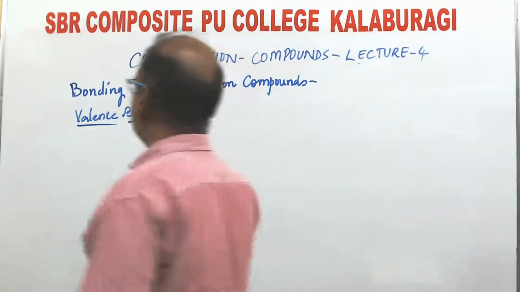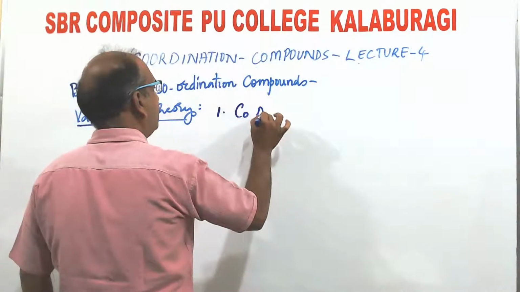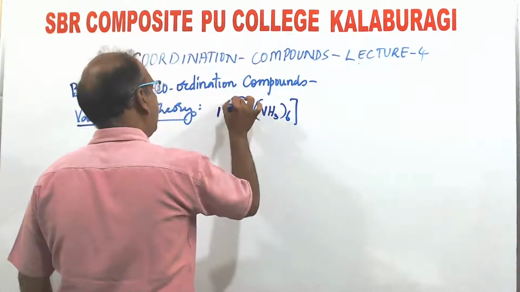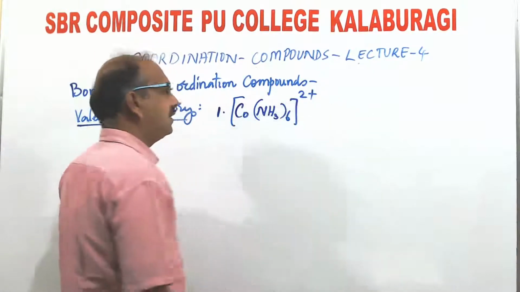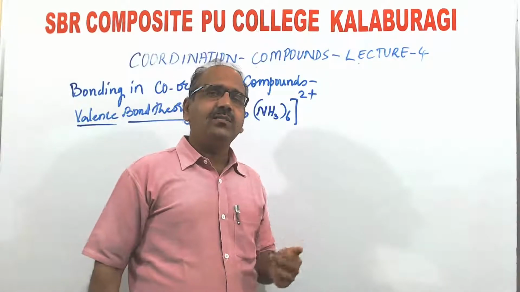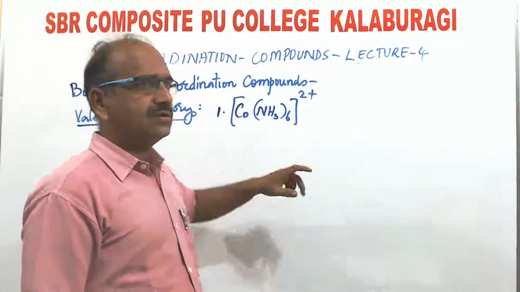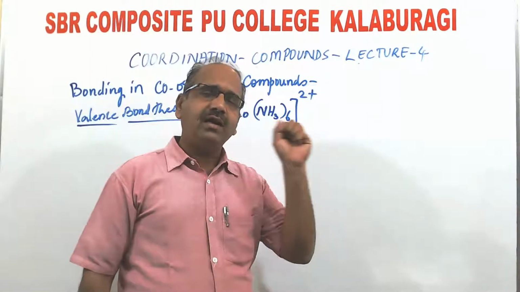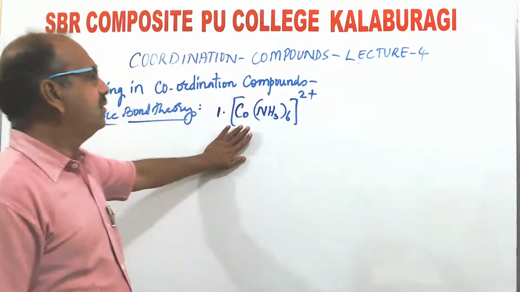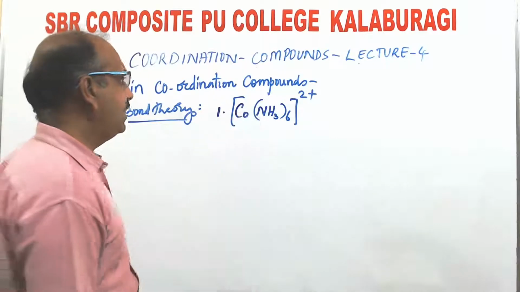[Co(NH3)6]3+. First example, [Co(NH3)6]3+. Now ammonia is a strong field ligand, so each ammonia will bring 2 electrons. In total, 6 ammonia means 12 electrons are going to arrive from the 6 ammonia. So cobalt should make ready 6 orbitals for the 12 electrons.